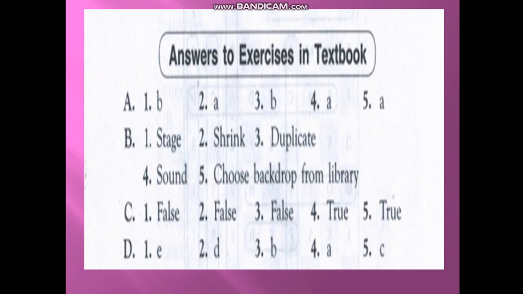Next, fill in the blanks. First one, you can view thumbnail of stage and sprites in dash. Answer is stage. Second, the dash button allows to decrease the size of the sprite. For decreasing, shrink is the answer. Third one, the dash tool is used to create a copy of the object. Copy means duplicate. So the answer is duplicate only.